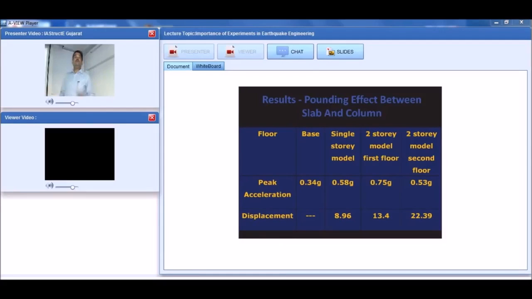Now 0.34 g is not a small acceleration, right? What is the acceleration observed during the Bhuj earthquake? At Anjar, for example, what is the acceleration observed? The acceleration recorded at Anjar was 0.6 g. 0.6 g, that was the ground acceleration, right? This is a record. Now, if you use the spectra given in the code, what is the magnification you are going to get? 2.5. So 2.5 multiplied by 0.6 means it is 1.5 g. So the floor of your structure may have experienced 1.5 g acceleration at Anjar.